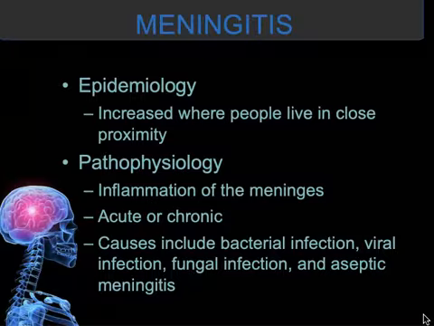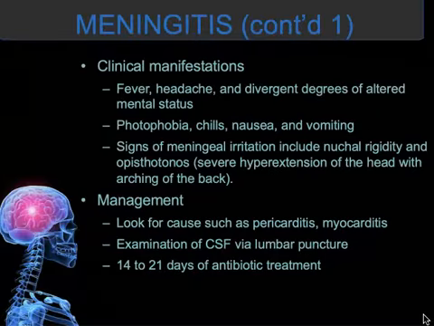We can have bacterial, viral, fungal, and aseptic meningitis, where there's no organism identified, but there's just inflammation of the meninges occurring. People typically get fever, headache, and altered mental status. People very frequently complain of photophobia, and the nausea and vomiting is pretty significant. We talked about the nuchal rigidity and the opisthotonos that occurs with meningitis, the severe hyperextension and arching of their back.